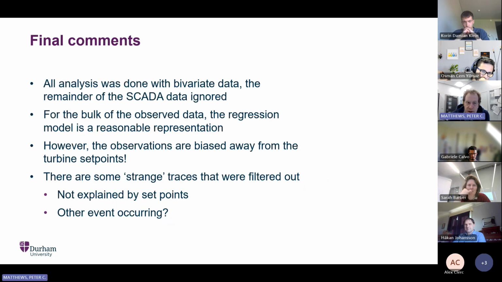So it was all done with bivariate data. The rest of the SCADA data was ignored. The regression model sort of is reasonable, give or take a bias. And there's also that just reminder of that strange data that we filtered out, which we can't really explain by the set points. So that is pretty much it. I'd be happy to take any questions.